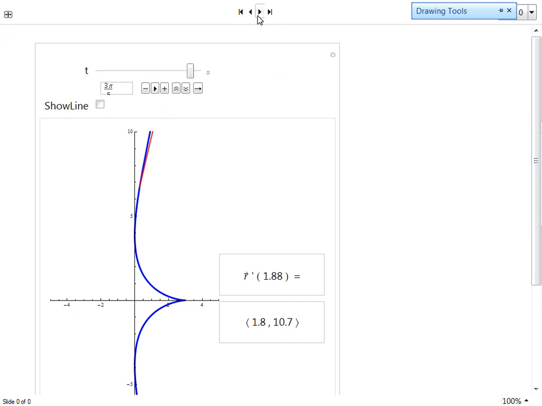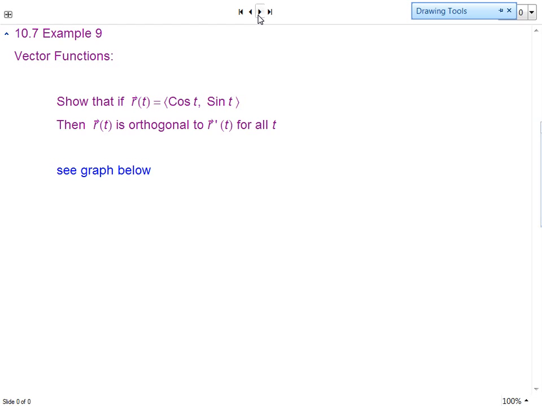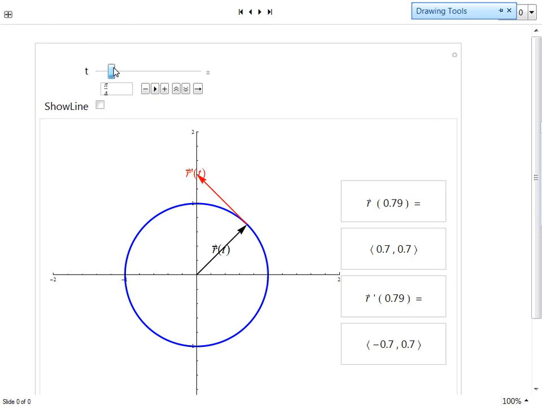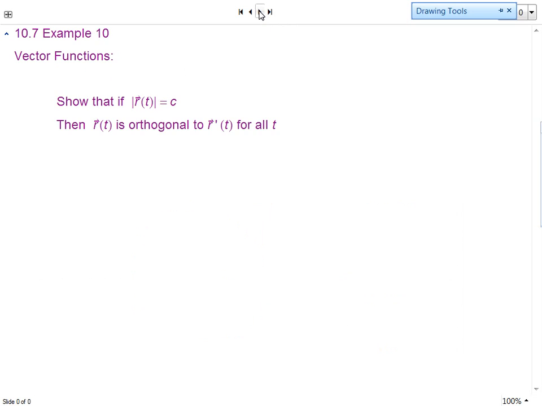Second derivative, smoothness, differentiation rules for vector valued functions, orthogonality. Notice on this circle, which is a vector valued function, something about the tangent vector. It is always orthogonal to the vector function. See, the vector function is r of t, goes straight out, doesn't it? The tangential vector is always orthogonal to it. We can show that that's always true. And actually, we show it right here.